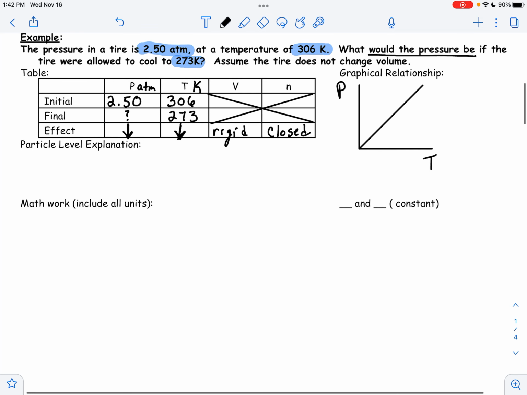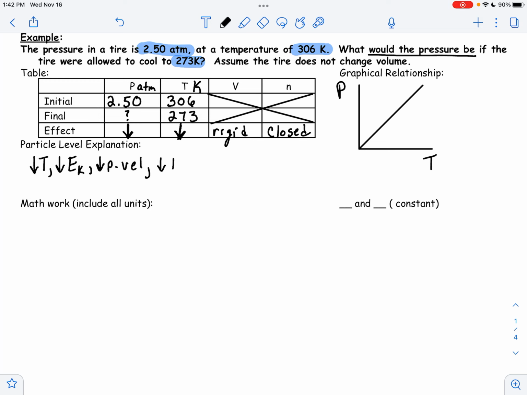And the reason for this is because with a lower temperature, we have less kinetic energy, which means less particle velocity, which means less number and force of collisions, and that, therefore, remember our 3 dots is therefore, we have less pressure, because pressure is how we measure the number and force of collisions.